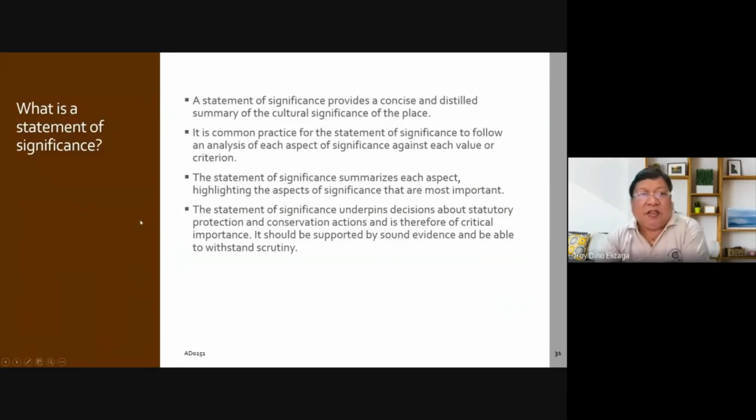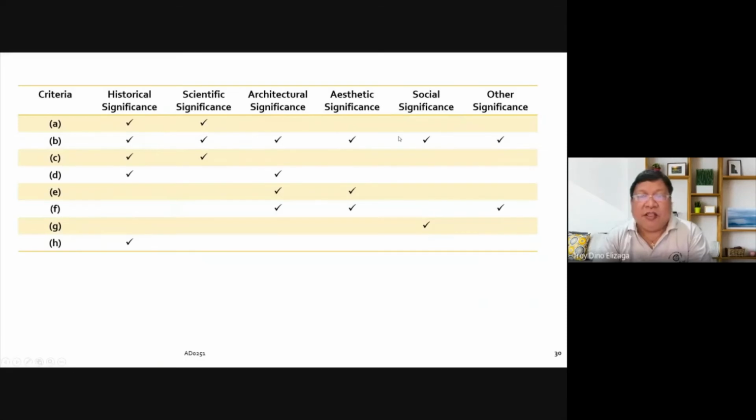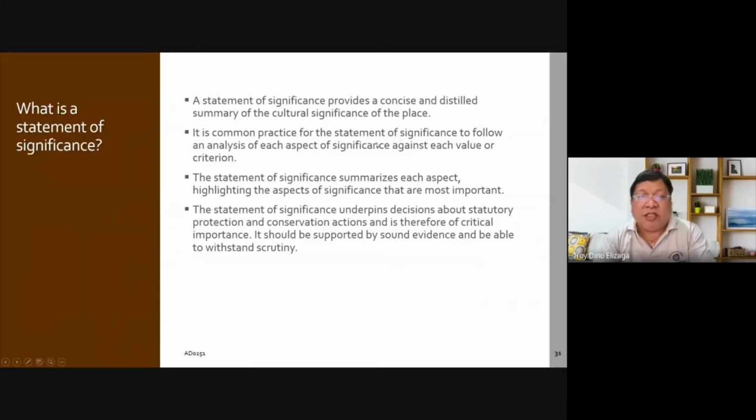After doing all of that, you come up with a statement of significance. So, what is a statement of significance? A statement of significance provides a concise and distilled summary of the cultural significance of the place. There are so many aspects, five or six here, but you have to make a general statement that involves all of them. But then you also have to break them down for each one.